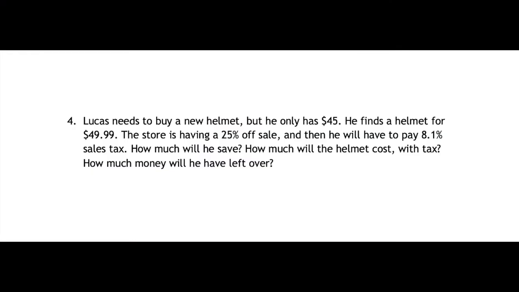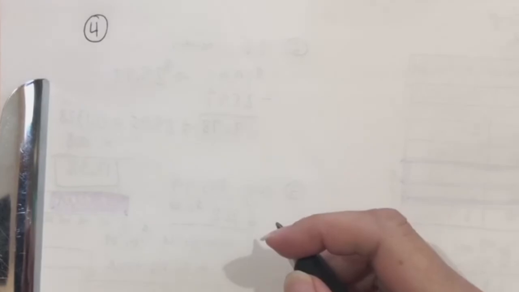Let's do number 4. Lucas needs to buy a new helmet, but he only has $45. He finds a helmet for $49.99. The store is having a 25% off sale, and then he will have to pay 8.1% sales tax. How much money will he save? How much will the helmet cost with tax? How much money will he have left over? So there's a whole lot of questions here, and we need to answer every single one of them.